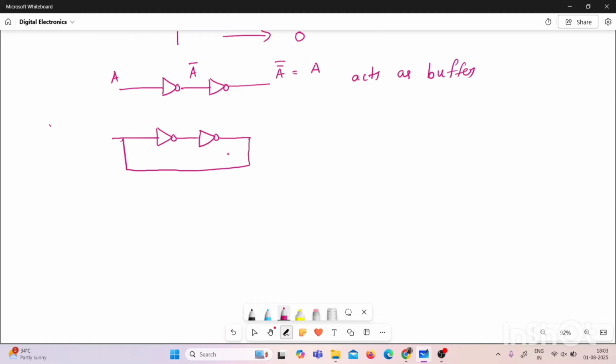Is it a monostable multivibrator or a bistable multivibrator, or simply is it acting as a NOT gate, or is it a basic memory element? There are several options. Let us analyze what will be the output of this. Now first let us remove this connection.